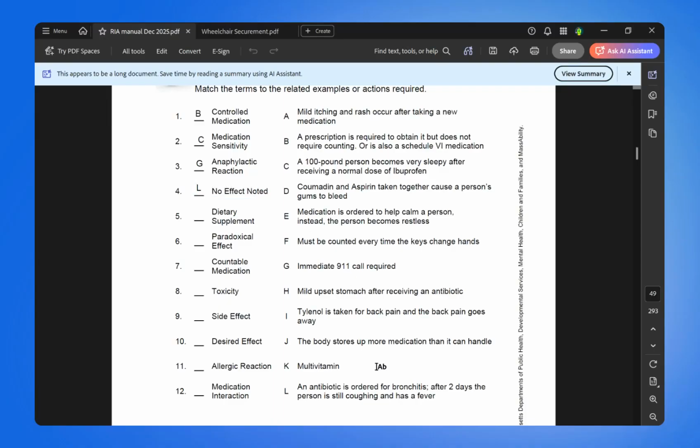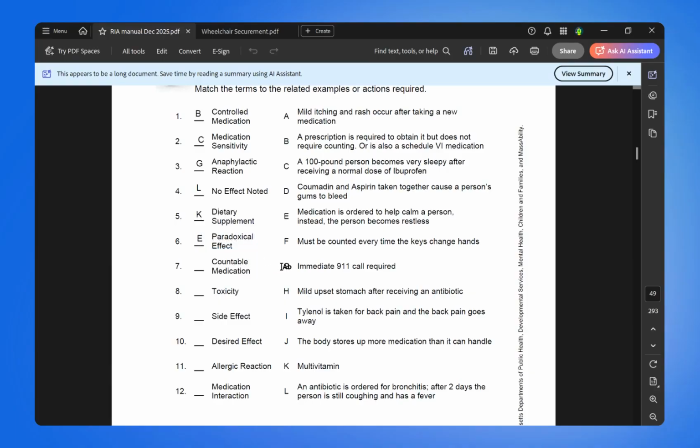Dietary supplement. We're going to go with K, multivitamin. And it's dietary because multivitamins are in food. Paradoxical effect. This is the opposite effect than what we want. And we're going to go with E. Medication is ordered to help calm a person, but instead the person becomes restless.